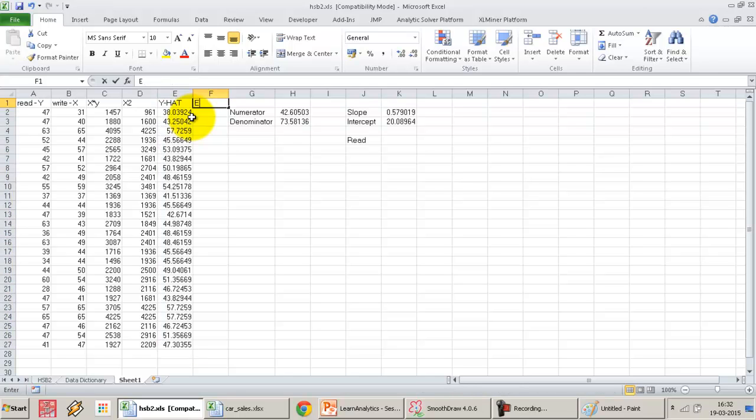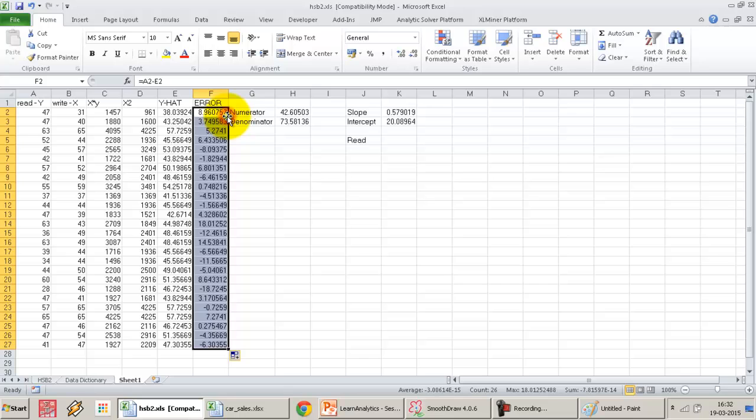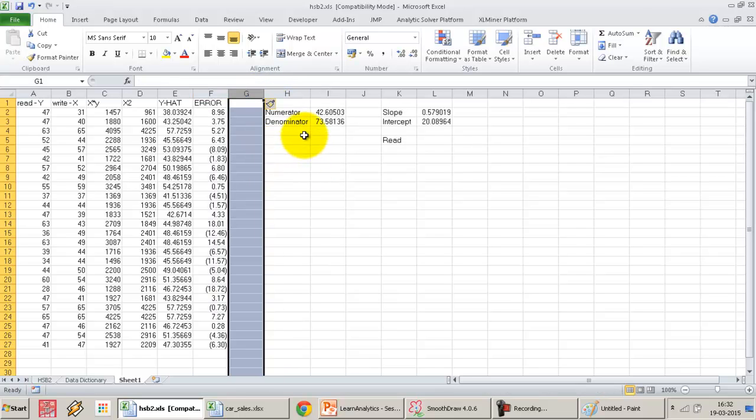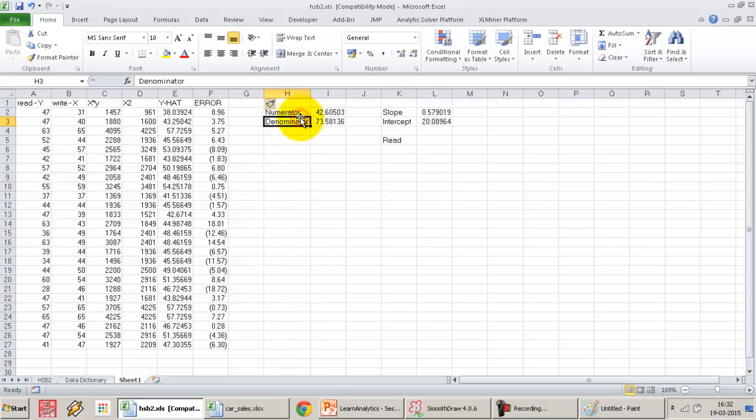And my error term is simply yi minus y hat. So this is my error in each of the observations, and as you can see, the total sum of error is coming out to be 0.00. So this is how I've actually gone ahead and built a regression model, and I've estimated both the slope of the line as well as the intercept.